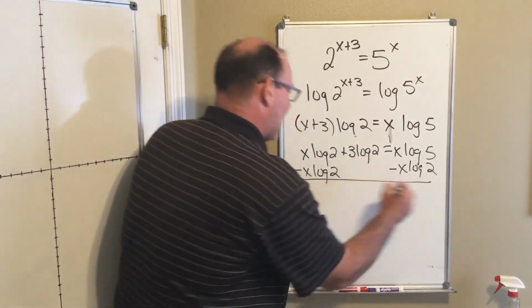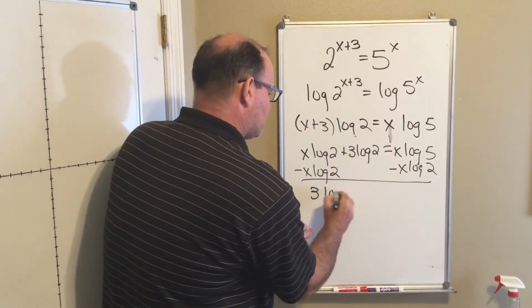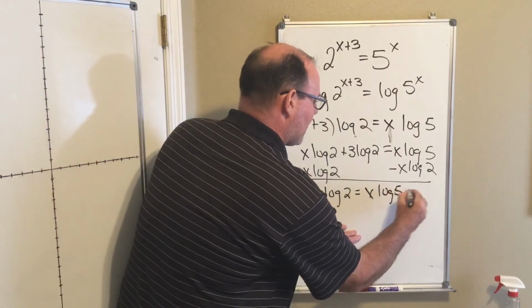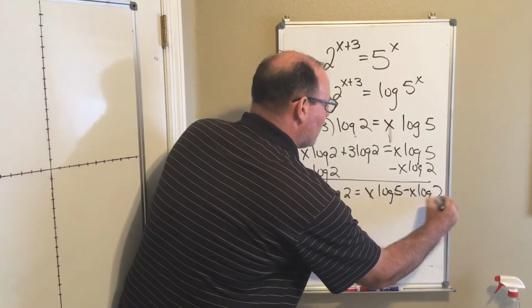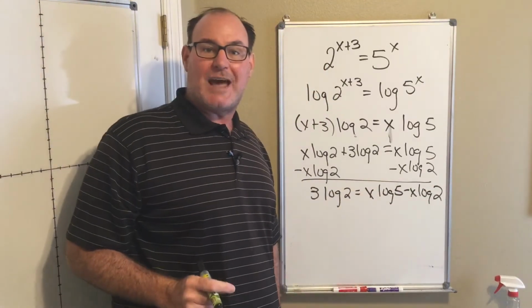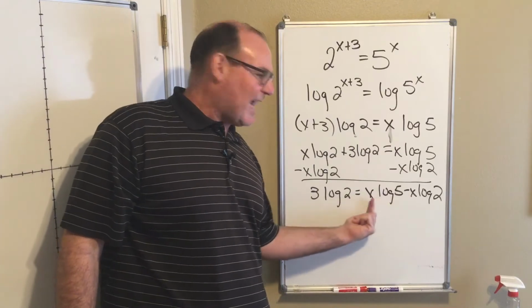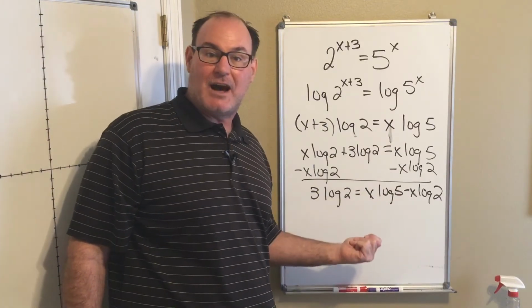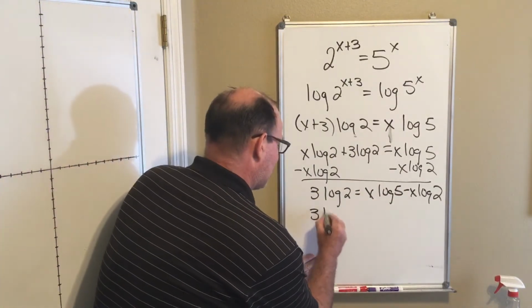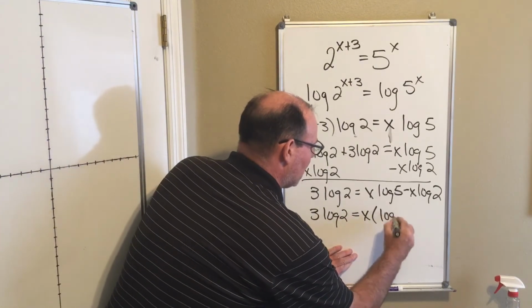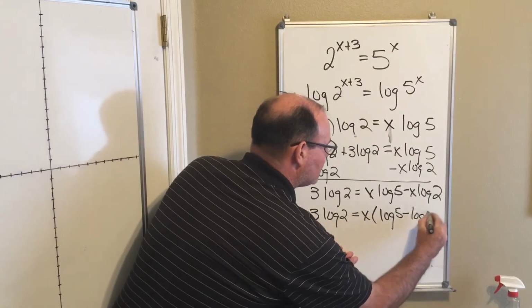So what I've got now is 3 log 2 is equal to x log 5 minus x log 2. We are almost done. That's the hard step. Here's how we're going to finish it. I am going to factor out the x that both of these terms have in common. So I've got 3 log 2 is equal to x times log 5 minus log 2.